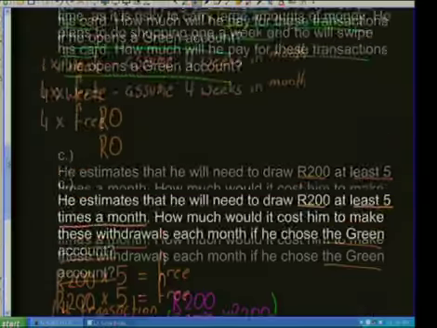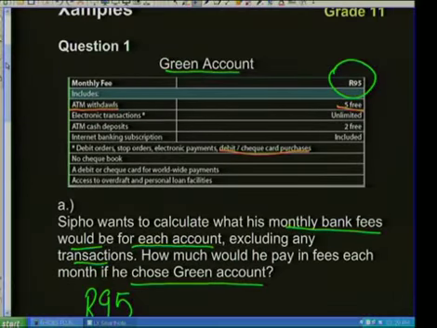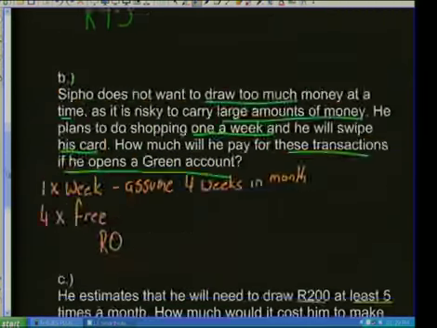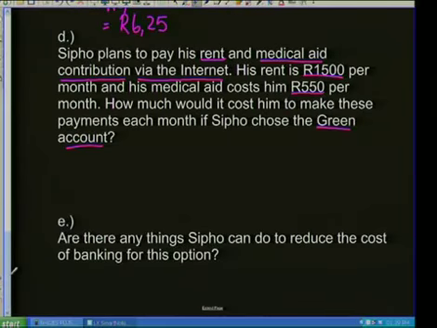So going back to the information that we had for the green account, if we've got electronic transfer, those include debit orders, electronic payments. There we're looking at our electronic payment. That is unlimited. So again, what is he paying here? He is paying nothing, it is free, as he has an unlimited number of electronic payments. Sounds like a really good account, this one.